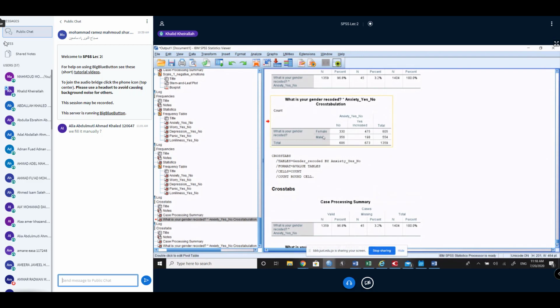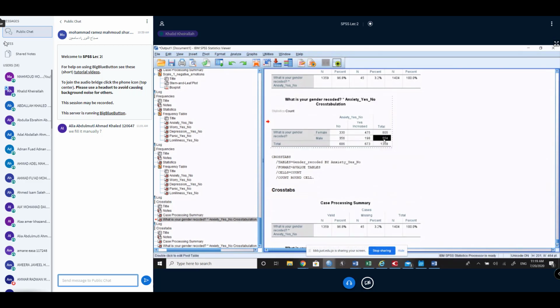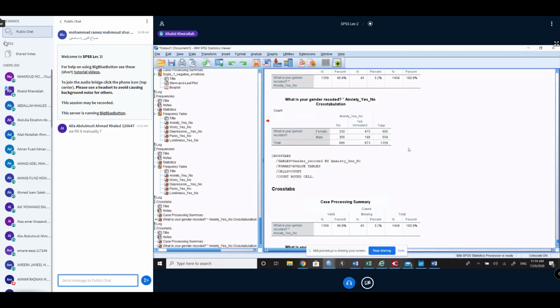So among females, we have 805 participants. We have 554 males. So this row represents the total number of females, which is 805. This row represents the total number of males, which is 554. Sorry, 554. Okay. Now among females, I'm only considering the 805.